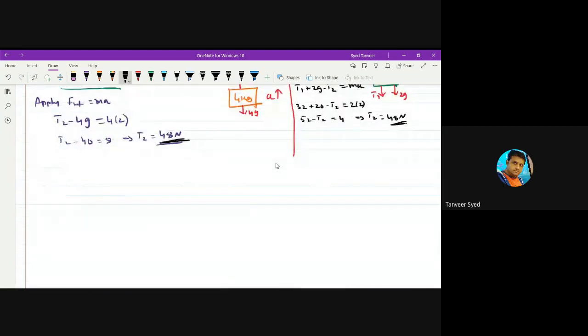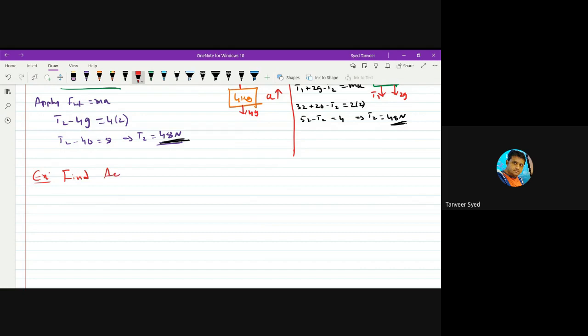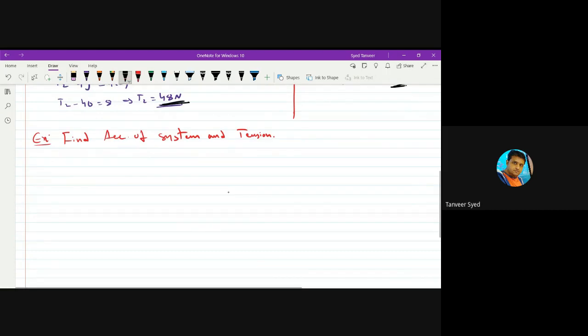Another model. Finding the acceleration of the system and tension. The situation is this. This is a table or horizontal surface, and we have a pulley like this. A block of mass 4 kg. A string is tied to it, running over the pulley, and to the other end of the string, we are connecting another block of mass 2 kg. If the system is released from rest, find acceleration and tension.